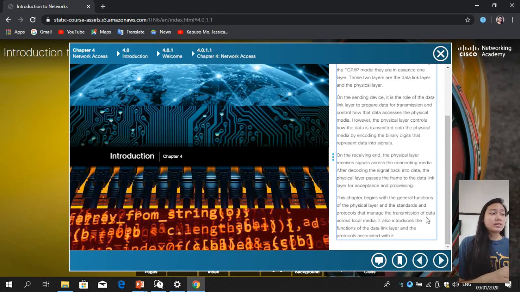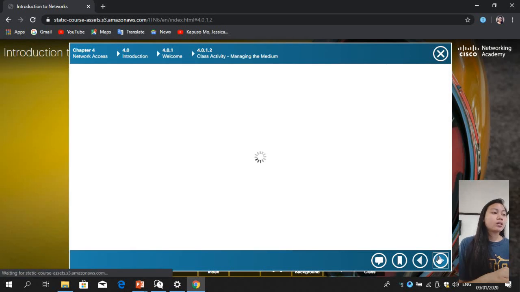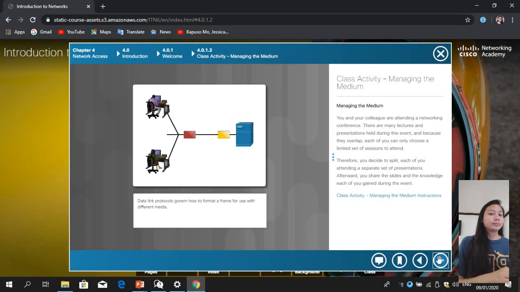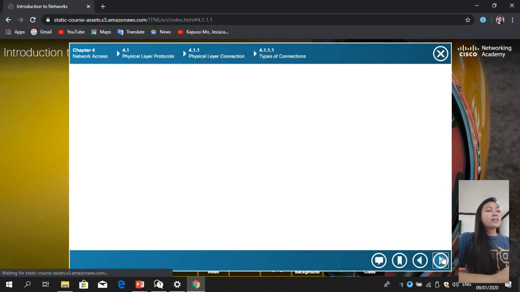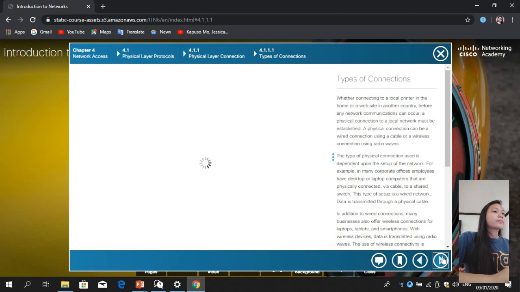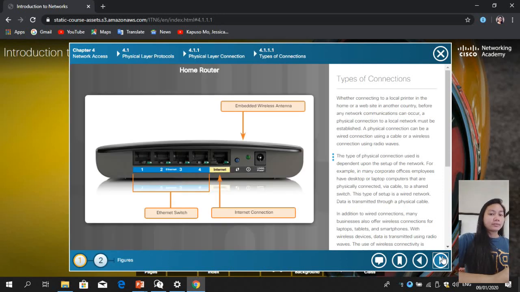This chapter begins with the general functions of the physical layer and the standards and protocols that manage the transmission of data across local media. It also introduces the functions of the data link layer and the protocols associated with it. So, in this chapter, we study the managing of a medium. And we have here the types of connections.